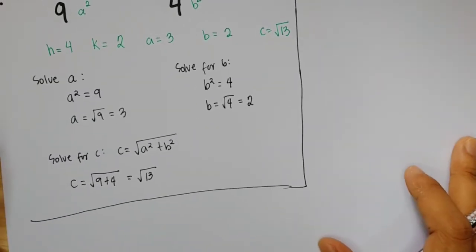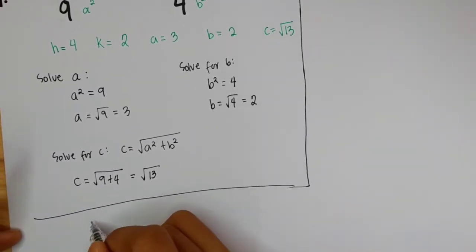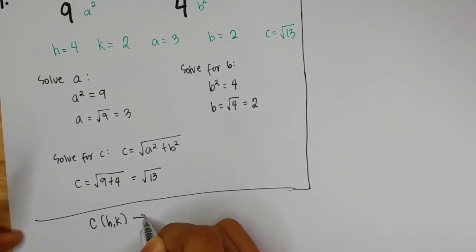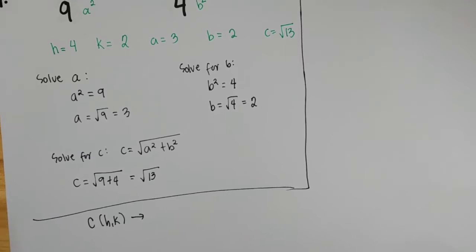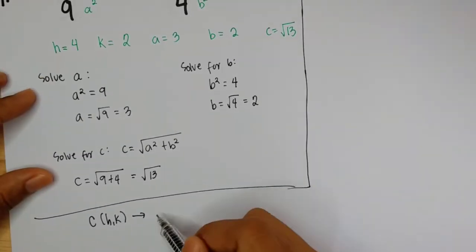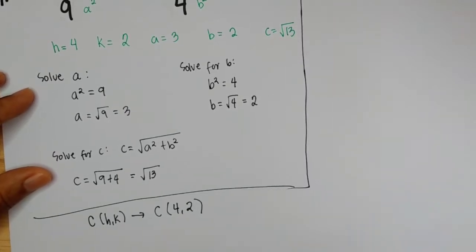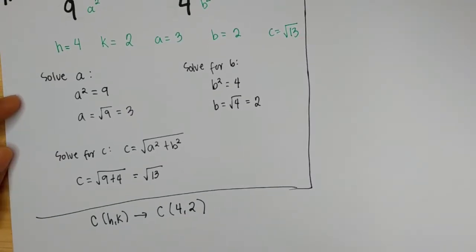Okay. So, yung center natin, we have, center natin is (h, k). So, ano yung h natin at saka ano yung k natin? We have here our (h, k). So, our center is (4, 2). So, yan yung center natin.